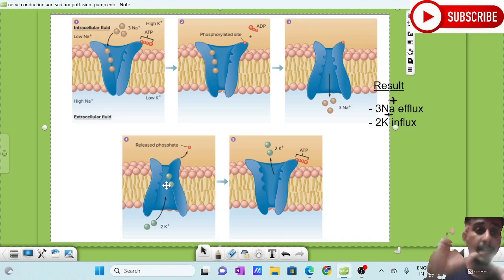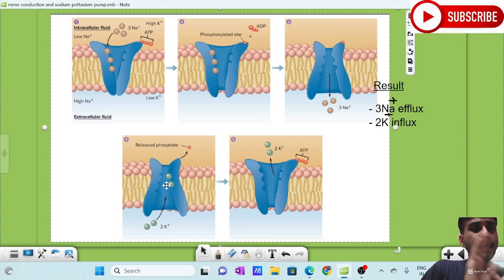This is how the transportation of 3 sodium and 2 potassium occurs. It is completely based on the structure of the pump. There is no question of why only 3 are transported, not 6. It is because the pump can only accommodate 3 sodium at a time. So the resultant is 3 efflux and 2 influx. In a normal cell or a resting cell, which means the cell without any action potential, this is the condition. The sodium potassium pump will be continuously working, pumping 3 sodium outside and 2 potassium inside, continuously.